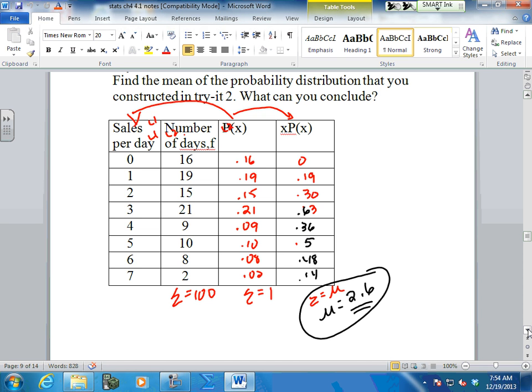Now, let's have this half of the room do L1, L2 over here. Okay? And see if we come out with the same mean and the same standard deviations.